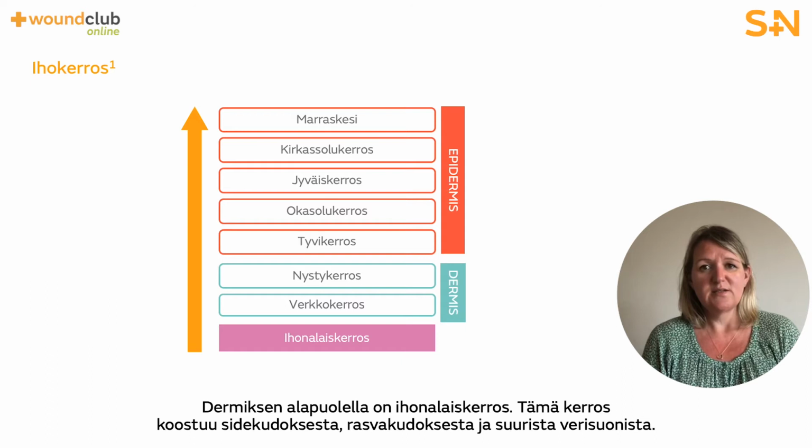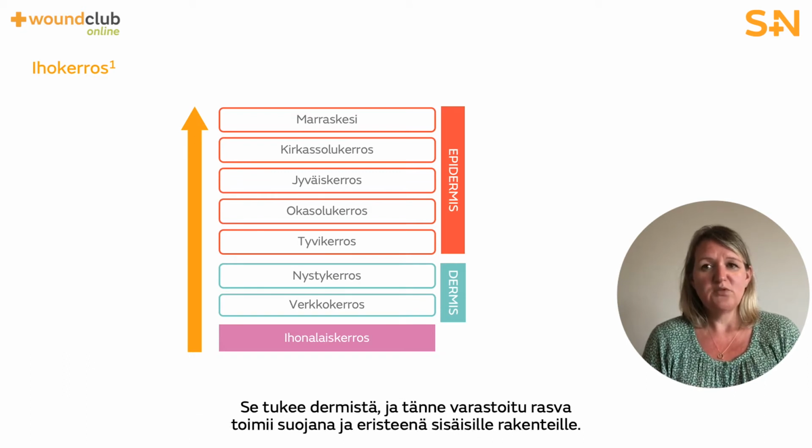Below the dermis is the subcutaneous layer. This layer is made up of connective tissue, fatty tissue, and larger blood vessels. This provides support to the dermis, and the fat stored here provides protection and insulation to internal structures.